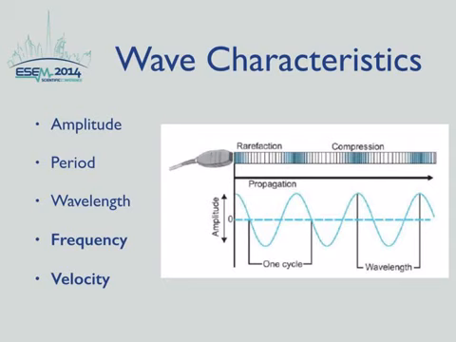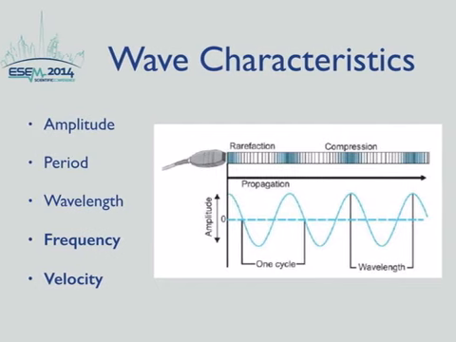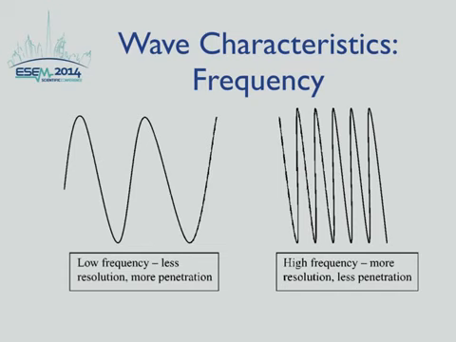Ultrasound waves have specific characteristics, including the amplitude, period, wavelength, frequency, and velocity. Two very important wave characteristics that we should go through are frequency and velocity. We'll start by discussing frequency. Frequency is defined as the number of cycles or wavelengths per unit time. It is measured as cycles per second, and the unit of frequency is hertz.